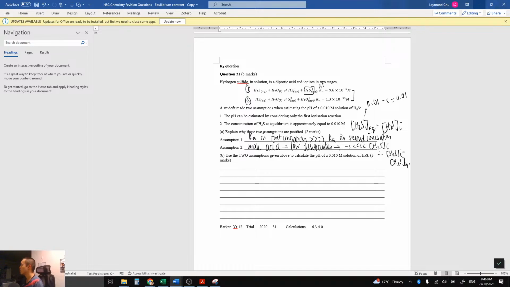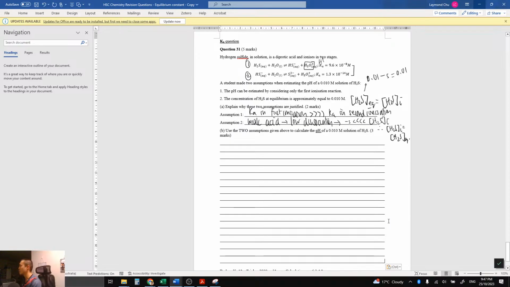Now, using the 2 assumptions given above to calculate the pH of a 0.1 solution of H2S, so we want to calculate the pH. Okay, this is again another stock standard question that you might get: you get a Ka value, you get an initial concentration of your acid, and then you want to find the pH. Okay. So how do we do that? Let's write out our Ka expression first. Our Ka is exactly the same as our equilibrium constant expression, again without the water. Okay, so we do our products, and then we do it over our reactants.